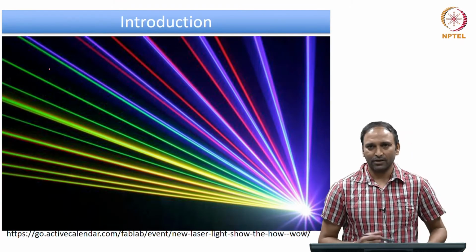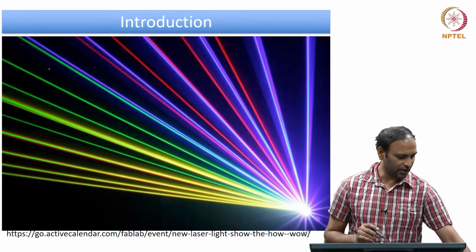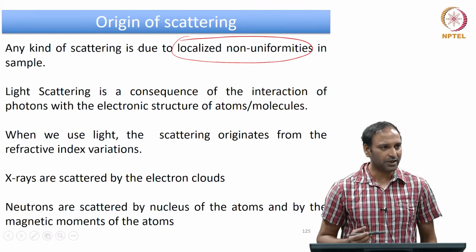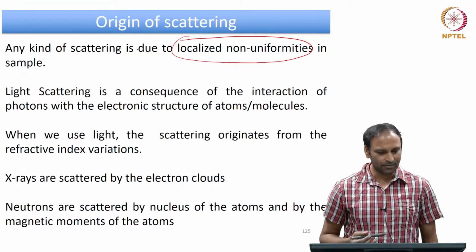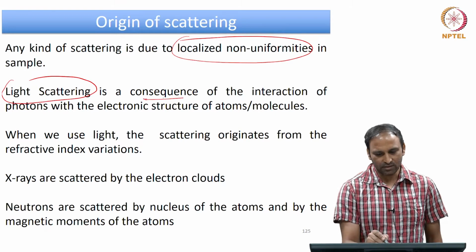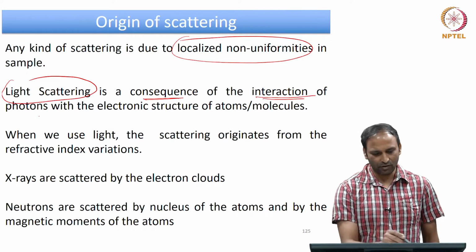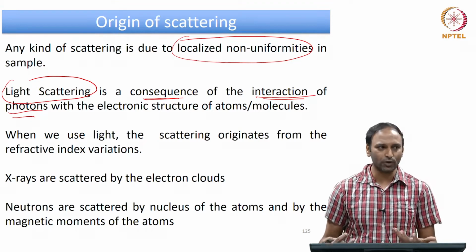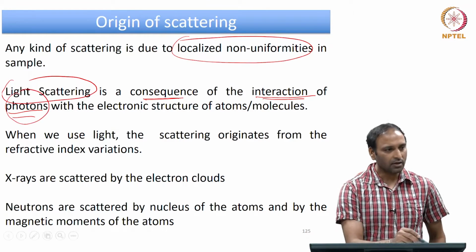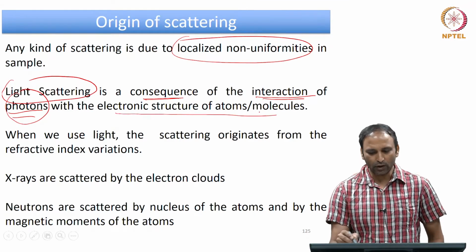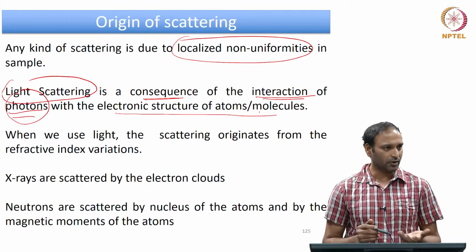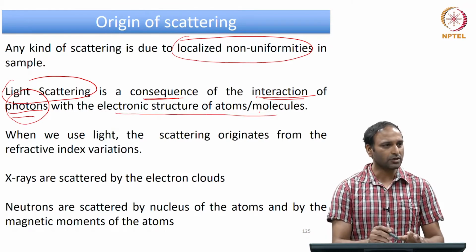So, I had mentioned that the scattering of light typically comes about if you have any localized non uniformities or heterogeneities in the sample. Okay. And light scattering is a consequence of interaction of photons, right, because whenever you take any light source, it is made up of photons, and interaction of the photons that make up the light with the electronic structure of the atoms or the molecules that make up the particle, or the dispersed phase, is what gives rise to what is called light scattering.